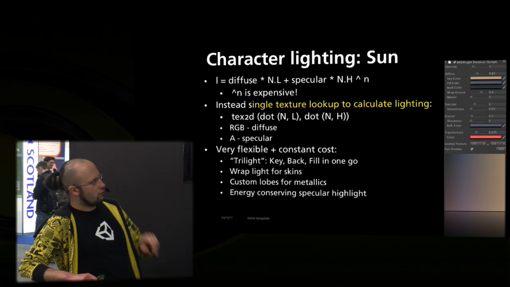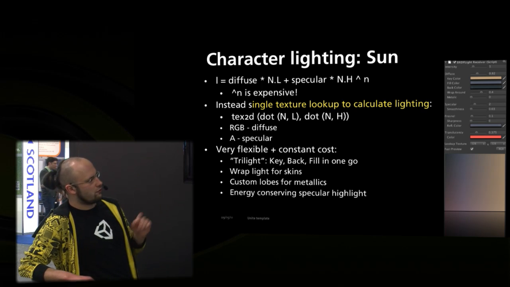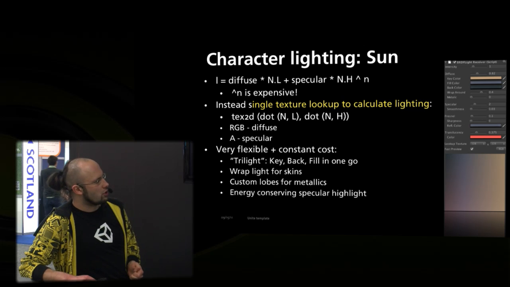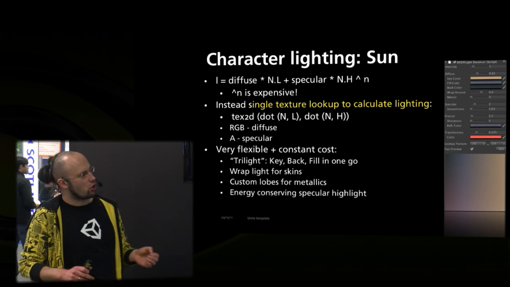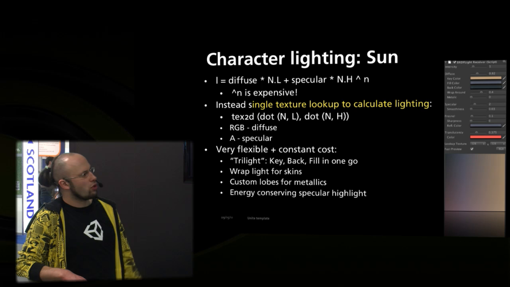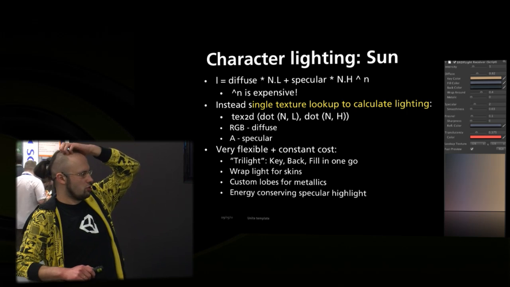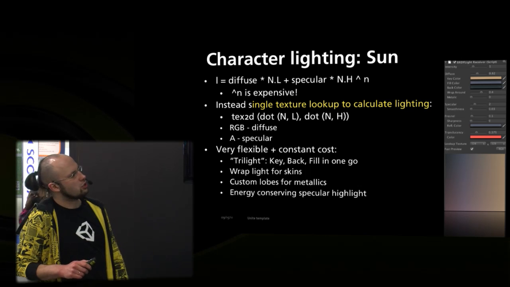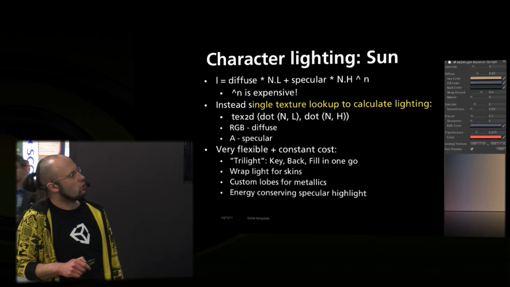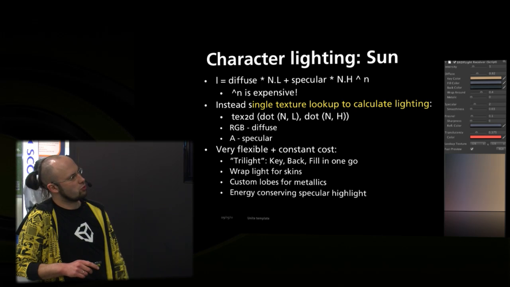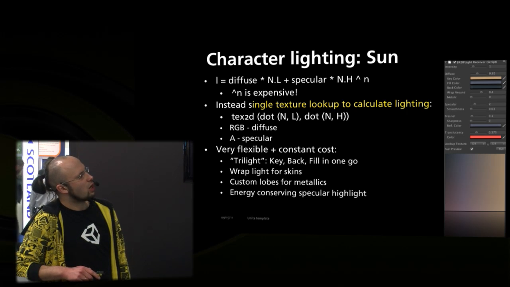You can have key light, backlight, fill light. You can have some wrapping, where light wraps around the corners a little bit. You can have much more complicated lighting equations, and all that doesn't cost you anything because it's just a single texture lookup. Artists can just go and tweak those parameters, and that's how they get lighting on the character. At runtime, we just do a single texture lookup. We calculate the dot product between the normal and the light direction, and between the normal and the half vector.